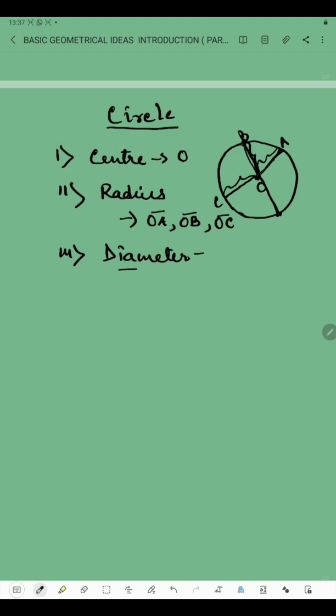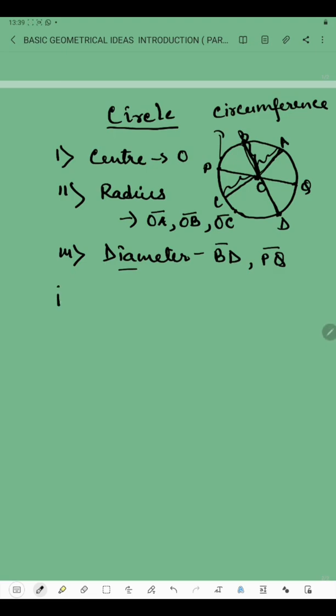Now what is circumference? Circumference means the boundary of a circle. Okay, so this is the circumference. Now if I name it as D, then BD is the diameter of the circle. If I draw a line segment which passes through the center of the circle and touches the boundary of the circle at, say, P and Q, then PQ is the diameter of the circle. Okay.